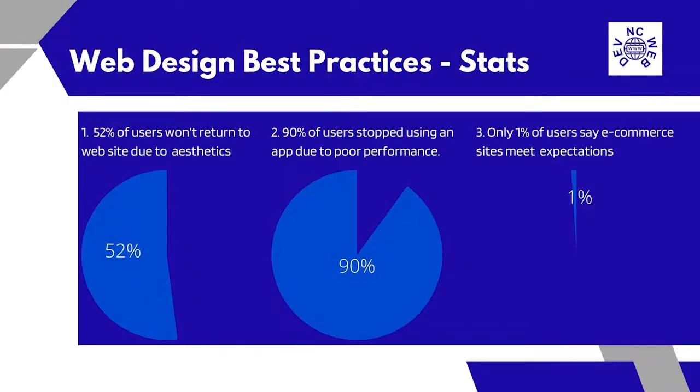Next thing, 90% of users stop using an app due to poor performance. So again, your website is slow, doesn't load up properly, you always have hiccups. There's always going to be some errors. They've got to be minor. You want to minimize that. Because if the user has a bad experience, they're not going to come back. Again, they're going to stop using it midway. So if you have errors on your website and things won't load properly, you're losing 90% of your business.